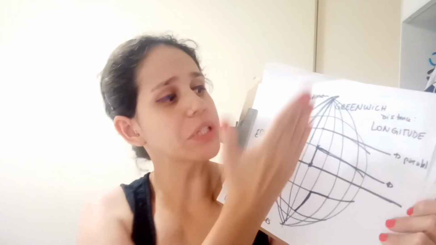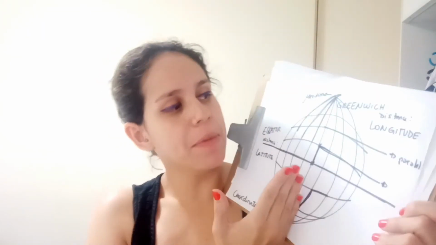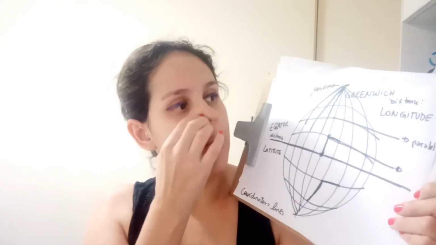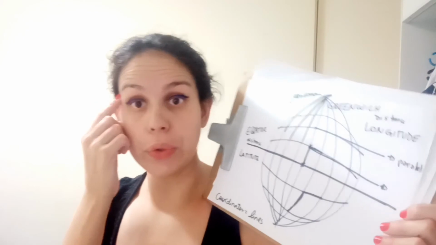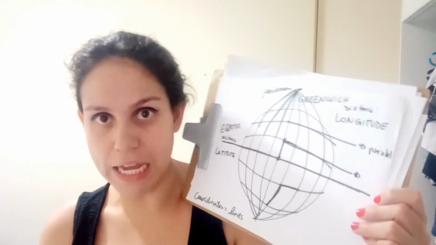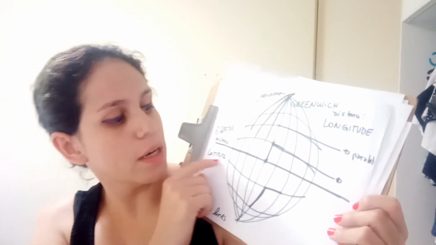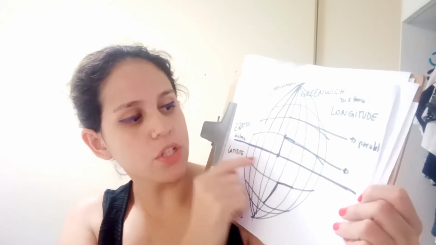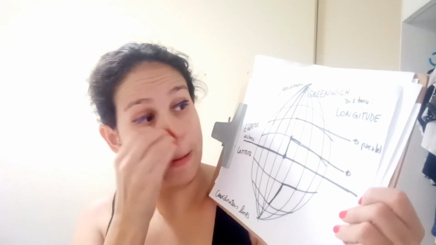Okay? And then look, when we cross a meridian with a parallel, we form a geographical coordinate. And why do we use this? To know where we are in the map, like a GPS. Yes? And the distance between the equator and the parallel is called latitude. And the distance between the Greenwich and another meridian is called longitude.